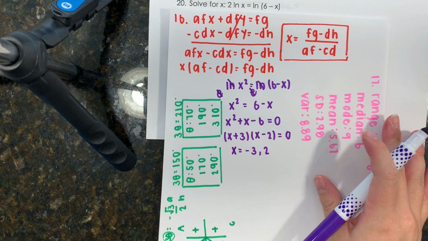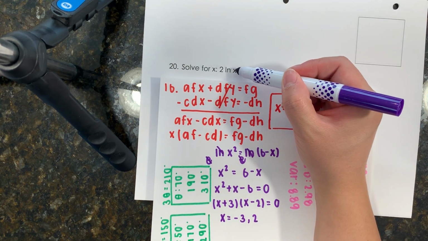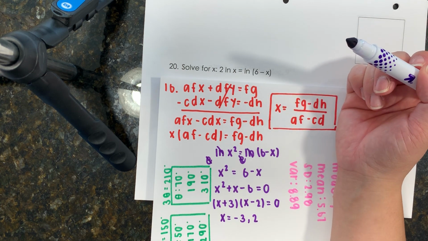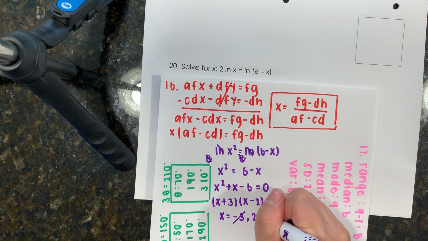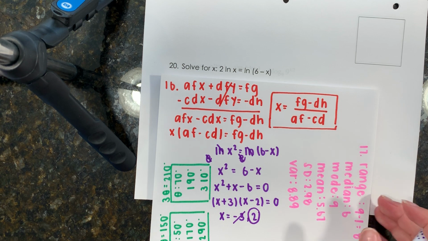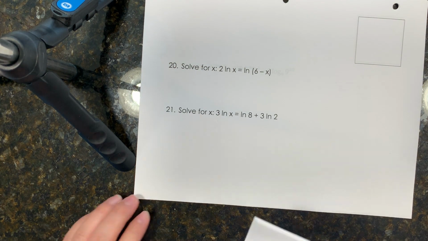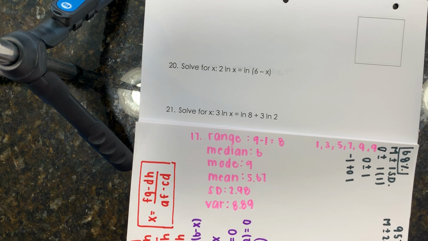You do need to check your answers back in the original question. We can never take the logarithm of a negative number. So obviously if I plugged in -3 into there, that would be the log of a negative number. So your only answer is going to be x is equal to 2. So make sure you're checking your answer anytime you end up with 2 answers, because you can never take the logarithm of a negative number.